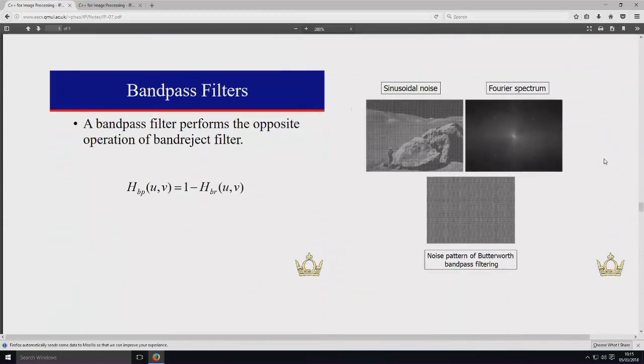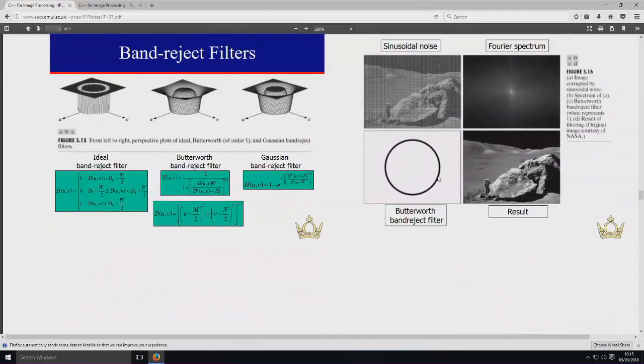Band reject filters. We just talked about the band reject filter. But if we use one minus band reject, we actually have a band pass filter, which is the noise itself. This is a band reject filter, and here are zeros there, those are zeros, those are ones. If we use one minus this image, we have those zeros, those ones, and those zeros. It just lets that band pass. It's a band pass filter.